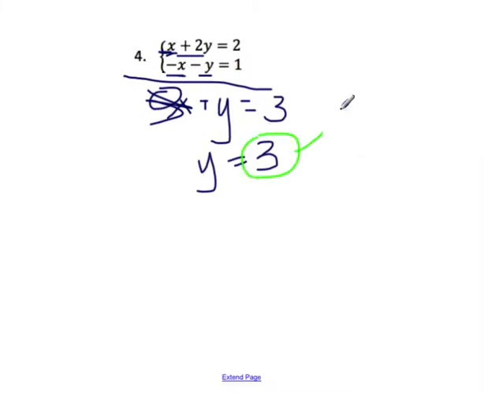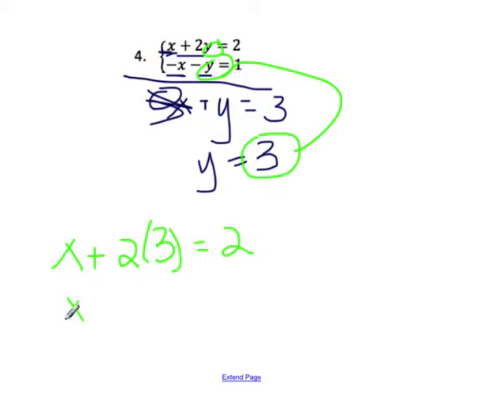So where I see y up here, I can plug in 3. And it doesn't matter which equation I choose. I'm going to go ahead and use the first one. So I'm going to write everything out the same, except I'm going to take the y out and put 3 in instead. And that's equal to 2. So then I get x plus 6 is equal to 2.